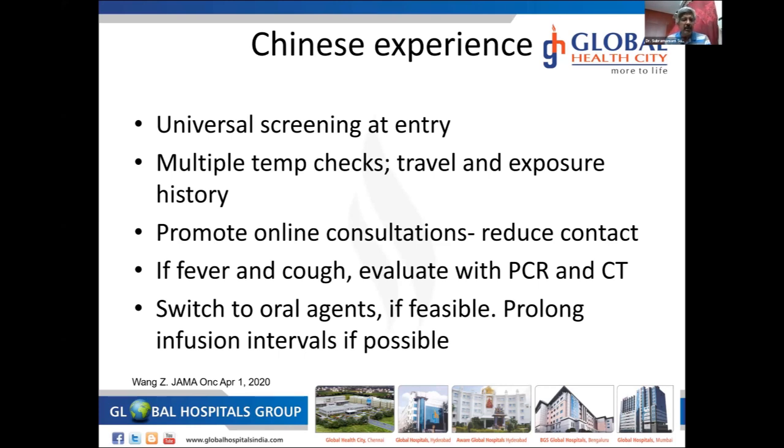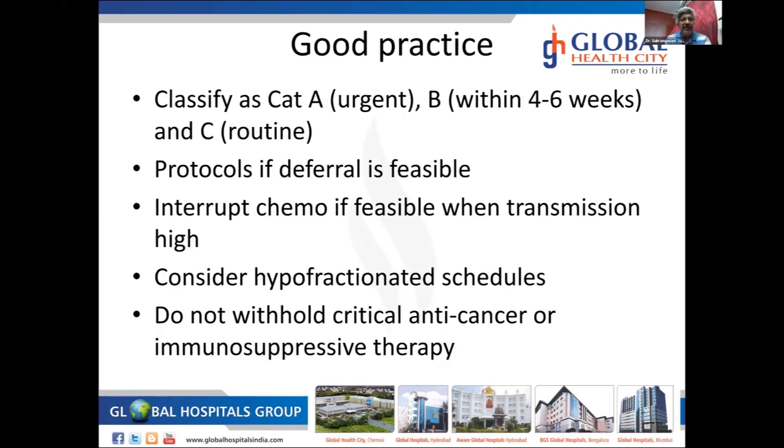So in general, there is a good practice statement. One, if you need to do surgeries, classify them as category A, urgent, category B, within the next 4 to 6 weeks, and category C, routine. For example, an obstructed system would be a category A. Category B would be where you don't want to wait too long because you run the risk of the disease moving forward. And category C is routine surgery. So category C is a very easy answer. Do not do it now. If you can wait on it, take it down the road, maybe 3 to 6 months.